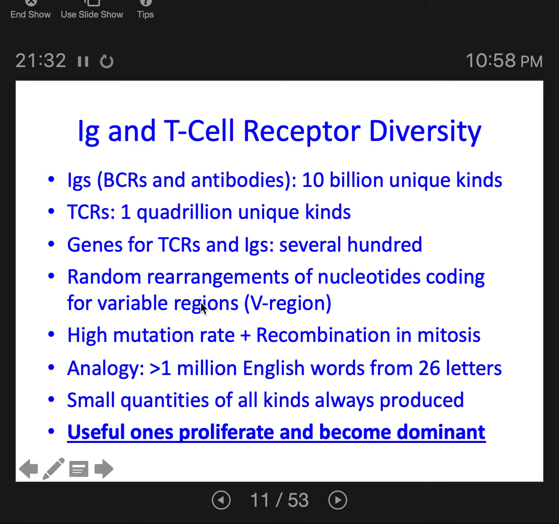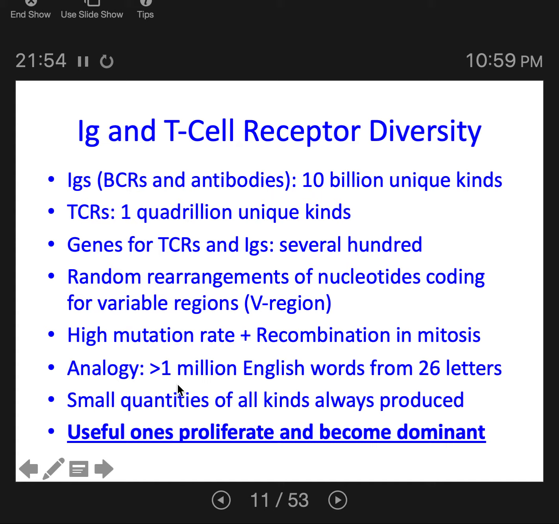So you have the mutation rate and you have mitotic genetic recombination, which creates diversity, which means that these genes, even though there's only a few hundred of them, keep changing, keep shuffling, and so you can get 10 billion different kinds of immunoglobulins and a quadrillion different kinds of T-cell receptors.